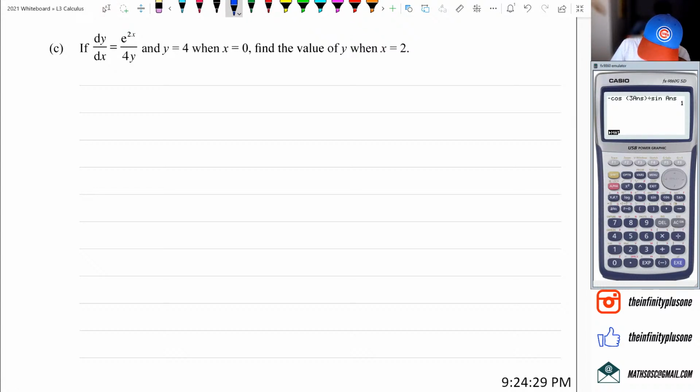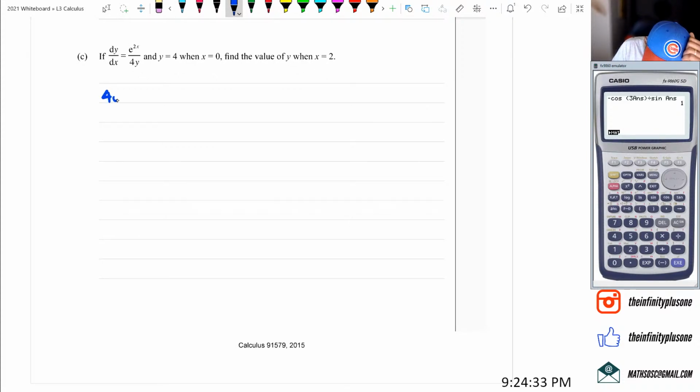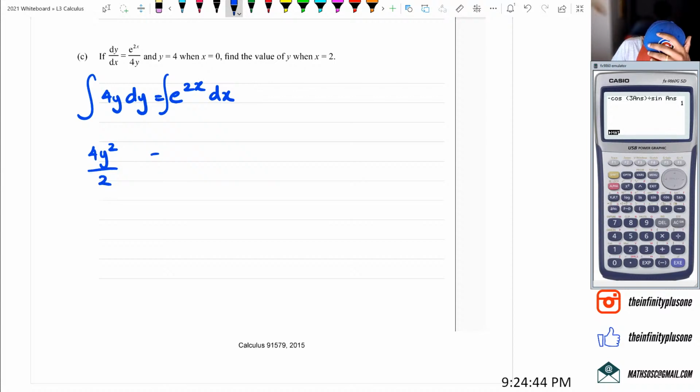So we're going to cross multiply here first, which means we're going to end up with 4y dy equals e to the power of 2x dx. Integrate both sides. So we're going to get 4y squared over 2 equals e to the power of 2x. Of course, don't forget to divide by the differentiation of whatever 2x is, which is 2. And of course, also don't forget the plus c.